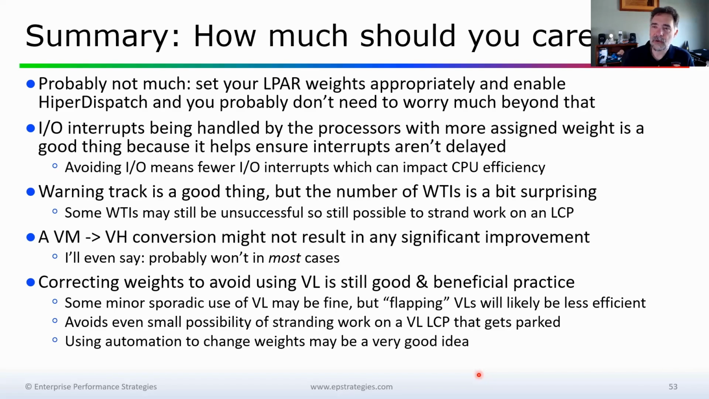I will say that probably in most cases, the conversion of a vertical medium to a vertical high will not result in a significant improvement that you'll actually be able to measure. However, correcting your weights to avoid using vertical lows is a good and beneficial practice. Some minor sporadic use of those vertical lows is probably fine, but certainly flapping or using multiple vertical lows over an extended period of time implies that your weights are wrong. And if you correct those weights for that period of time, you may have more vertical highs, which could be a good thing. And using automation to change those weights would be a very good idea as well.